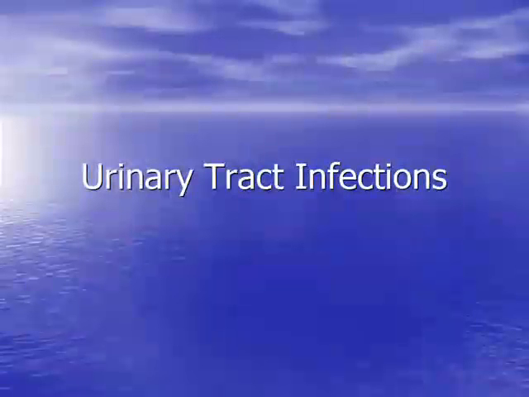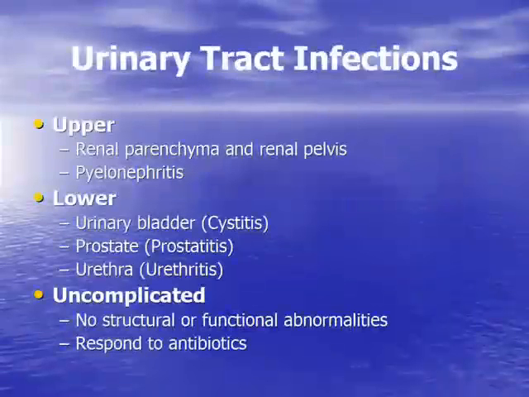The next few slides are going to review signs, symptoms, and diagnostic treatments used for urinary tract infections. Typically, these are broken down into upper, lower, and uncomplicated urinary tract infections. Upper UTIs would include the renal parenchyma and renal pelvis area. Pyelonephritis would fall into this upper UTI category.